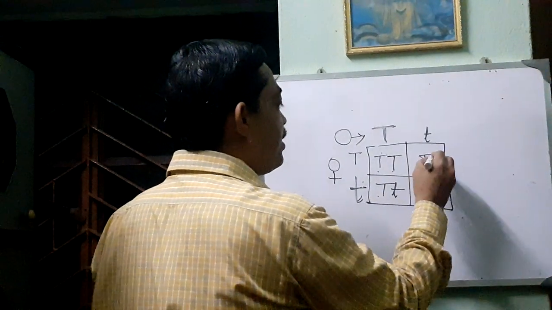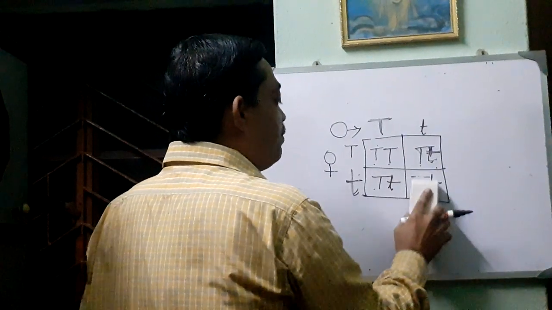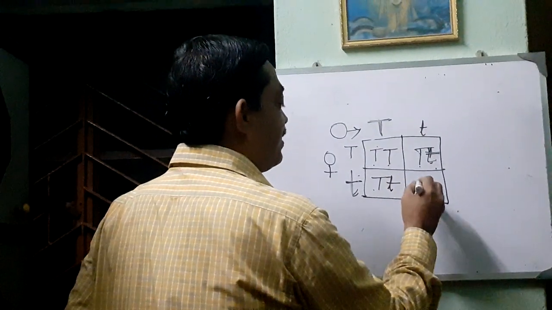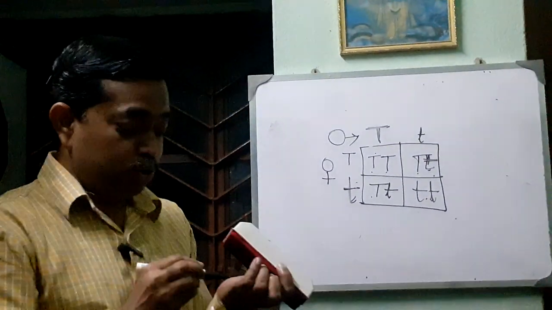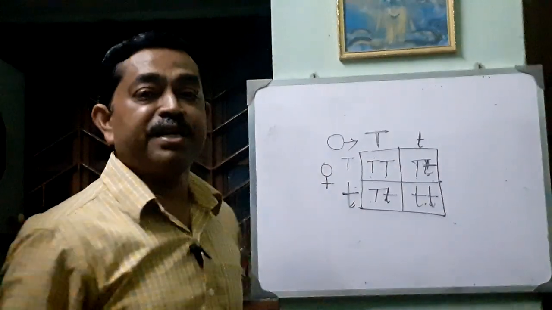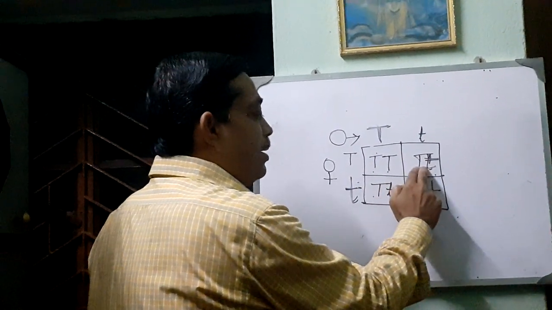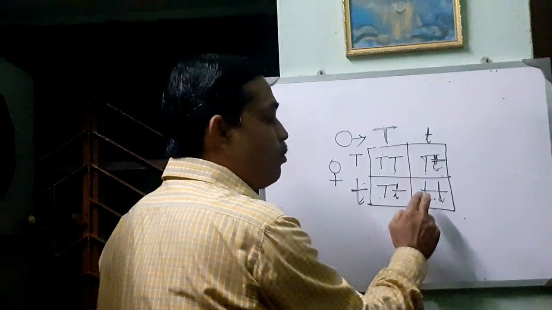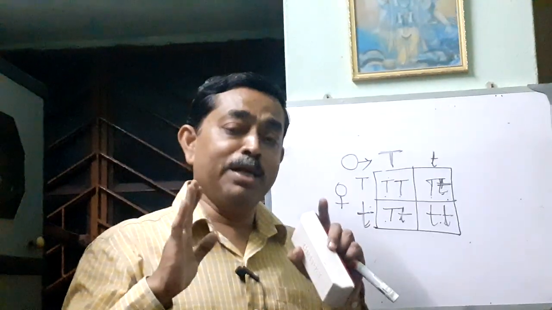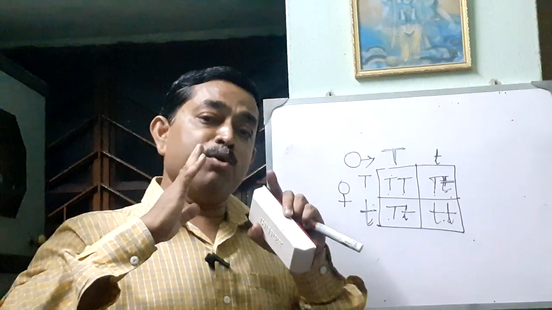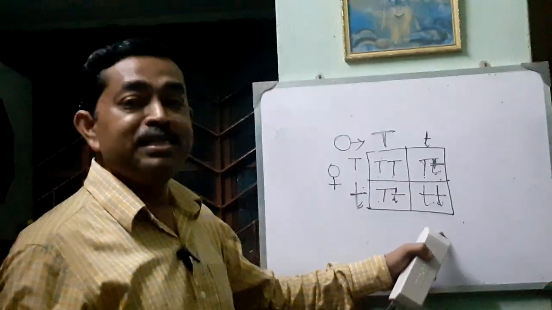It is with T, okay, TT, and this one is the pure homologous short plant, because here both alleles are recessive, so the recessive character will be expressed here. So we will get one pure tall plant, two mixed or heterozygous tall plants, and one pure short plant. For a recessive character to be expressed, you have to contain the two recessive alleles together.